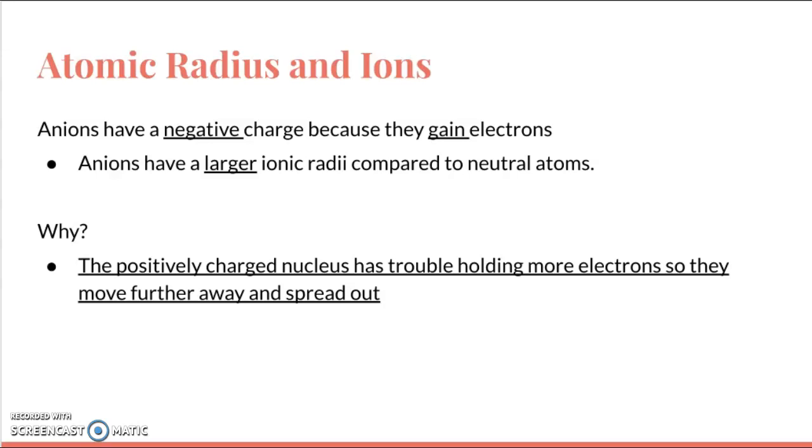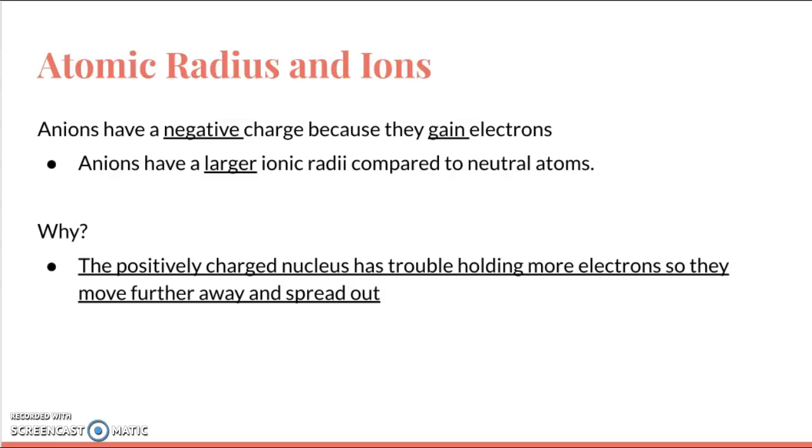So my oxygen atom, if I lost my 2 electrons, or not lost electrons, I gained electrons, my bad. Okay, let's start that over. Oxygen, when it gains electrons, forms a 2 minus charge. So oxygen 2 minus is going to be larger than regular neutral oxygen.